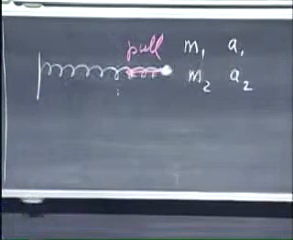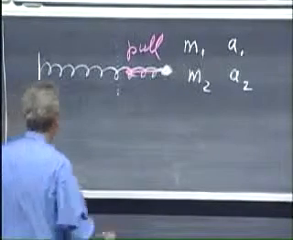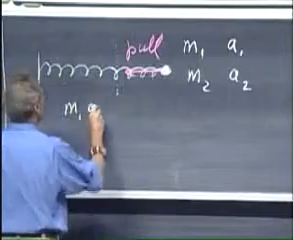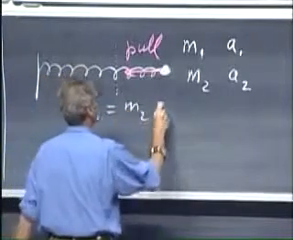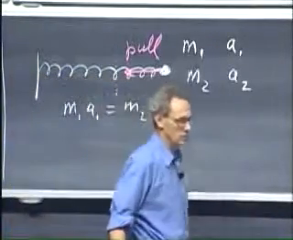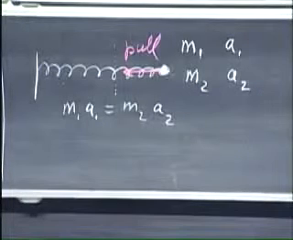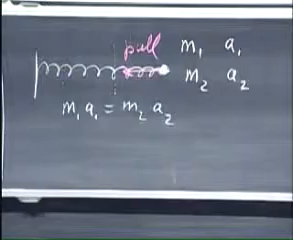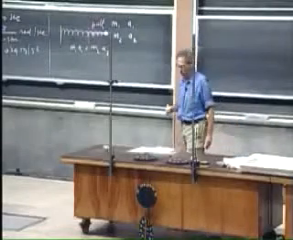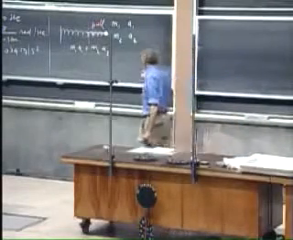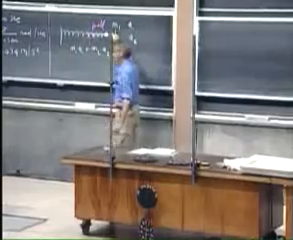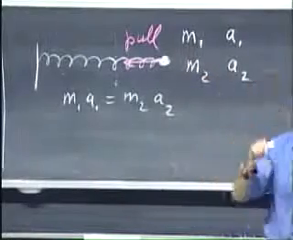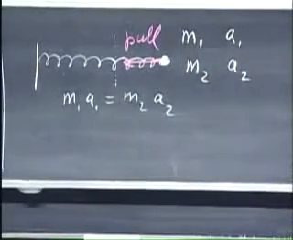It is now an experimental fact that m1 a1 equals m2 a2. And this product, ma, we call the force. That is our definition of force. So the same pull on a 10 times larger mass would give a 10 times lower acceleration.